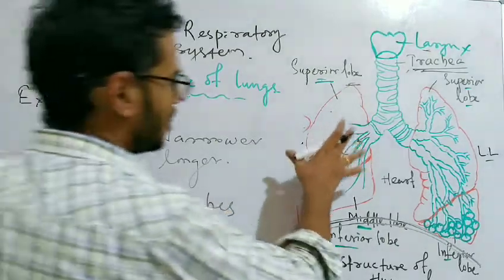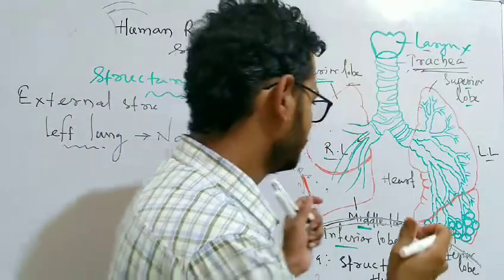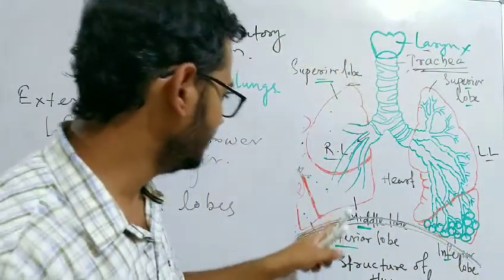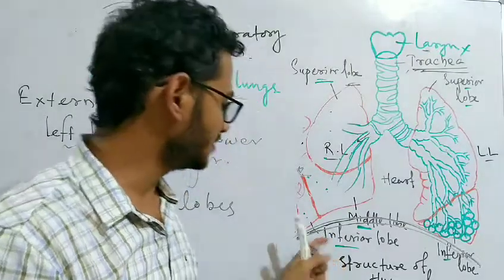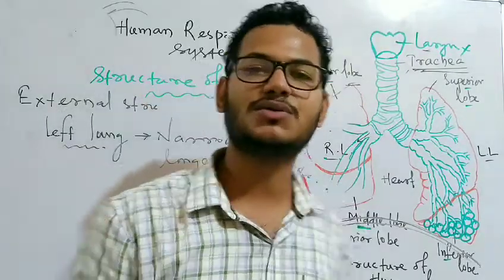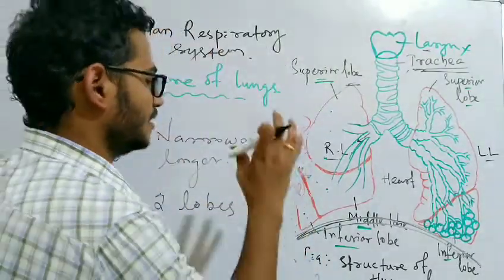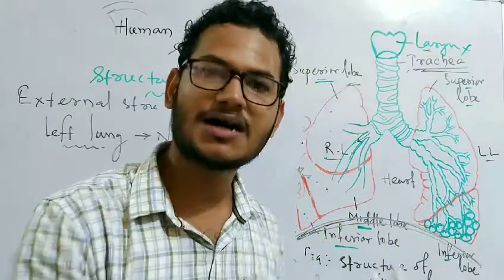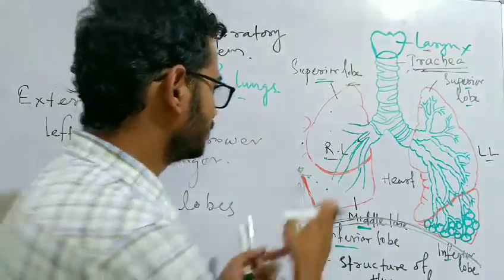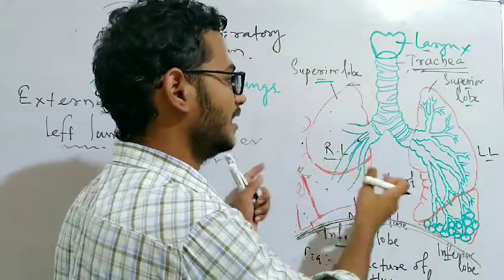So why is the right one shorter and wider? The reason is the liver is present just below the right lung. Due to the presence of liver, as we know, it is the largest gland of our body, it occupies a very large space in our body, so that the lung on the right side becomes shorter and wider.